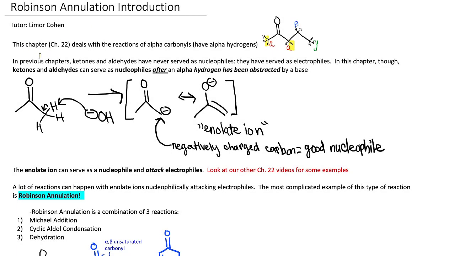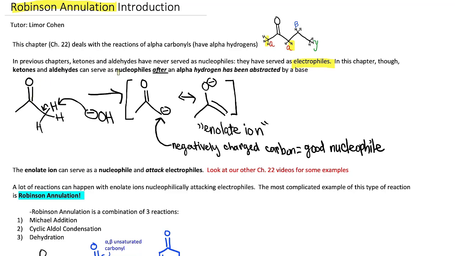Everyone, today we're going to be learning about the reaction called Robinson annulation. This is a reaction that's part of chapter 22, so let's first go over some basics. In previous chapters, we've always seen ketones and aldehydes acting as electrophiles, meaning a nucleophile will attack them at the carbonyl carbon, which, keep in mind, carbonyl carbons have a partial positive charge, making them good electrophiles.